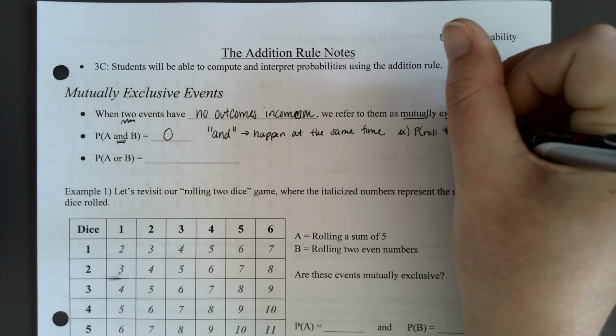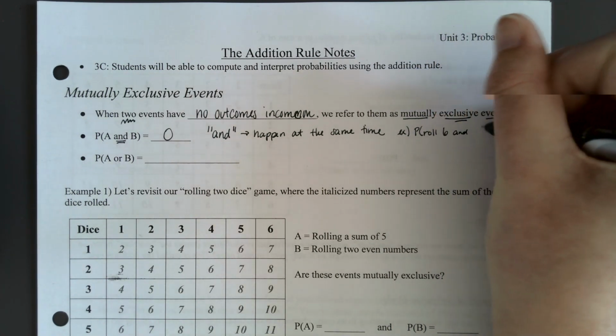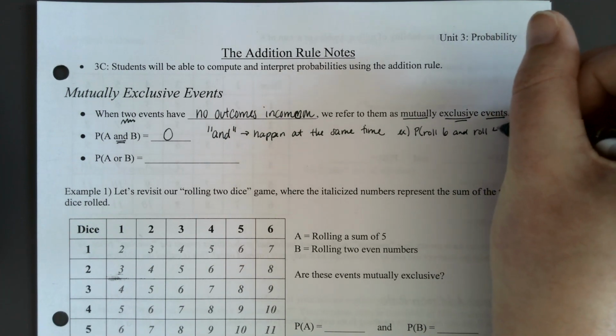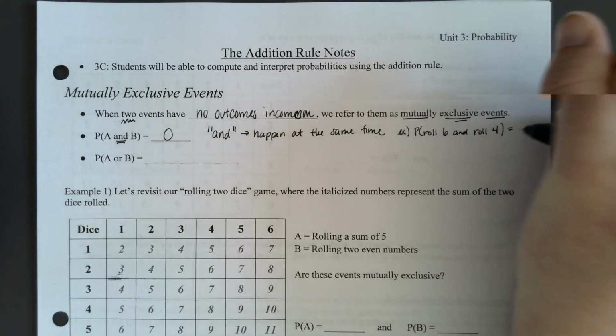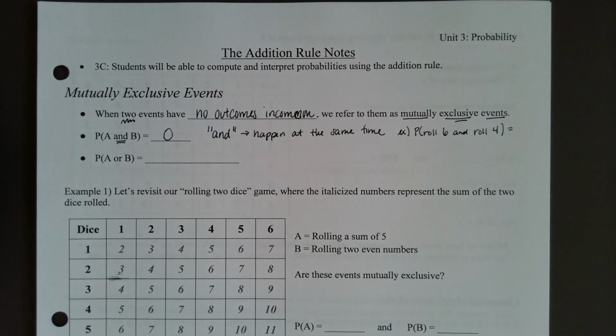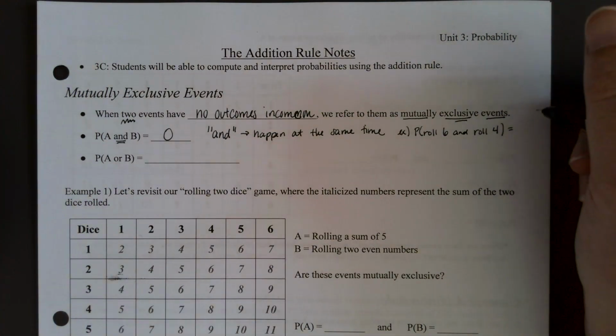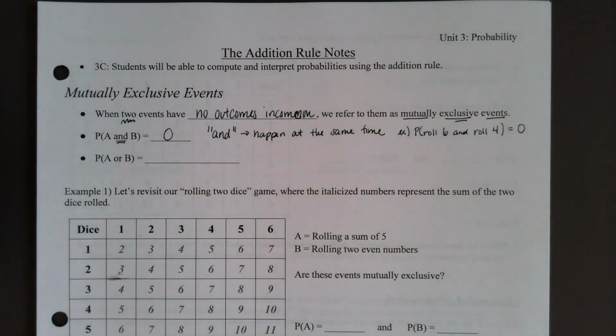Think about it, for example, if I have the probability that I roll a 6 and roll a 4 at the same time. Well, I can't roll a 6 and roll a 4 at the same time. It's either I roll a 6 or I roll a 4. So the probability of that happening would be 0 because we would have no overlap.